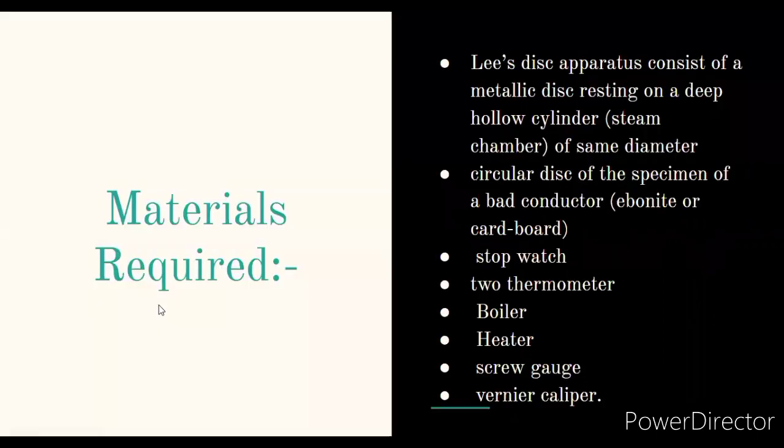The materials required are Lee disk apparatus, which consists of a metallic disc resting on a deep hollow cylinder of the same diameter, a circular disc of the specimen of a bad conductor, a stopwatch, two thermometers, a boiler, a heater, a screw gauge, and a vernier caliper. We are going to do this experiment on a virtual lab.